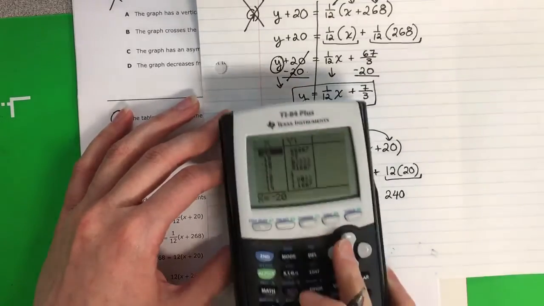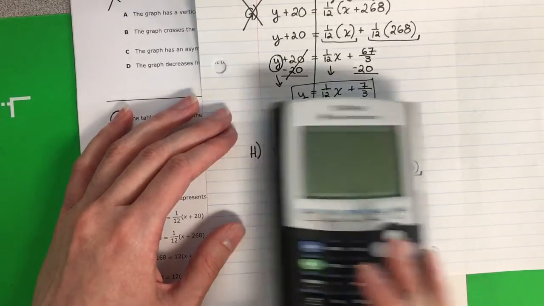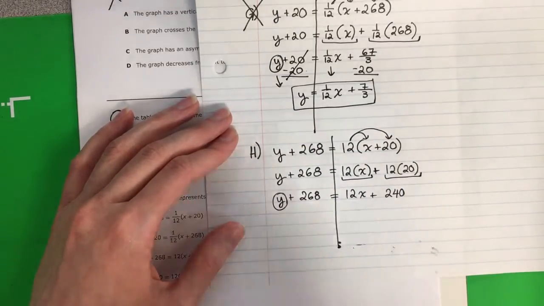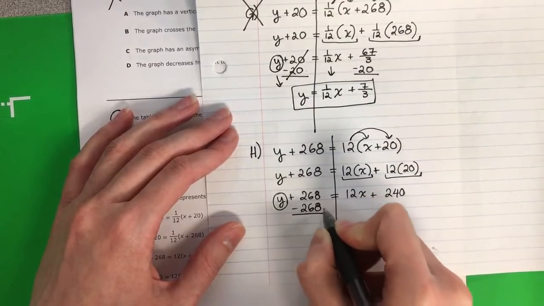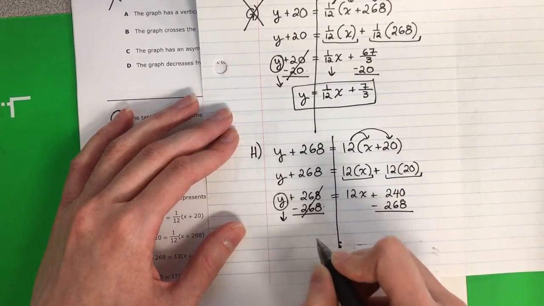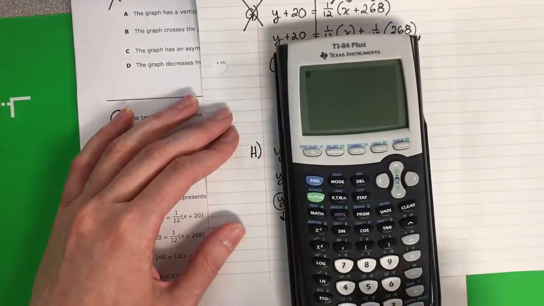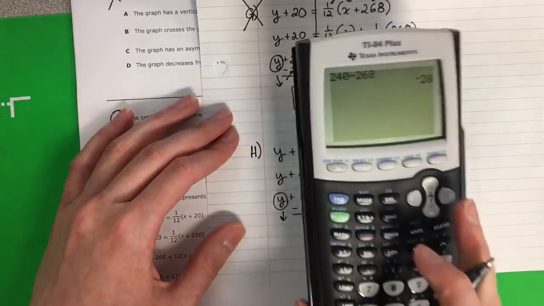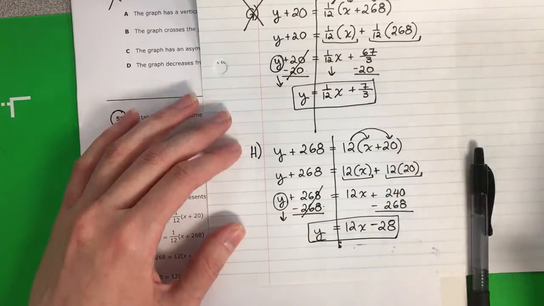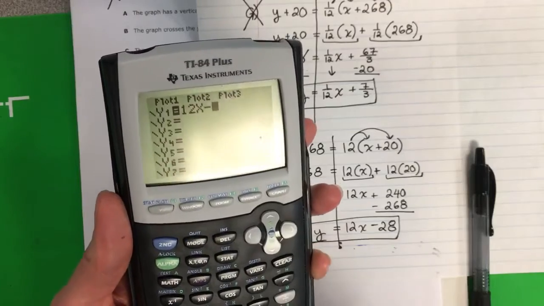Let's check that. 12 times 20, 240. Now we want y alone. The number with y is positive 268, so minus 268. No letter, so here no letter, minus 268. This cancels, it's a 0. Copy down, y equals 12x, 240 minus 268, negative 28. Let's check that in the calculator. So y equals, clear, 12x minus 28.